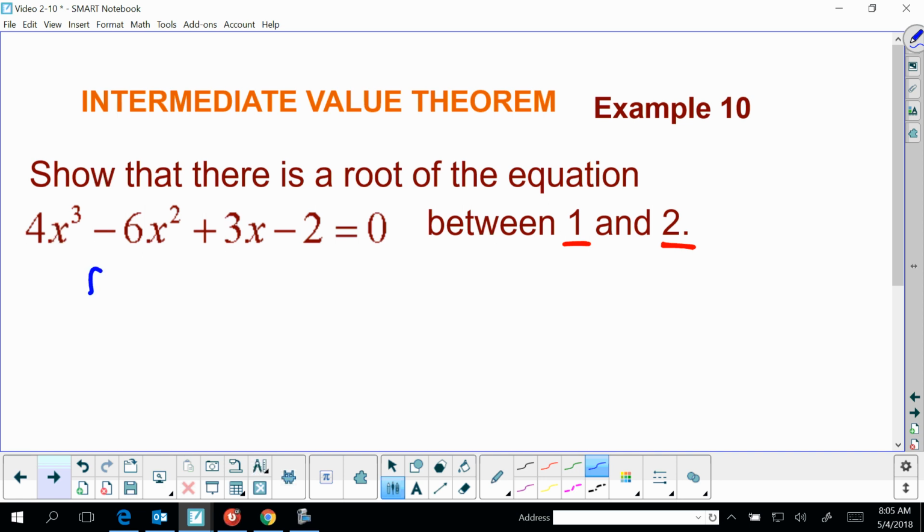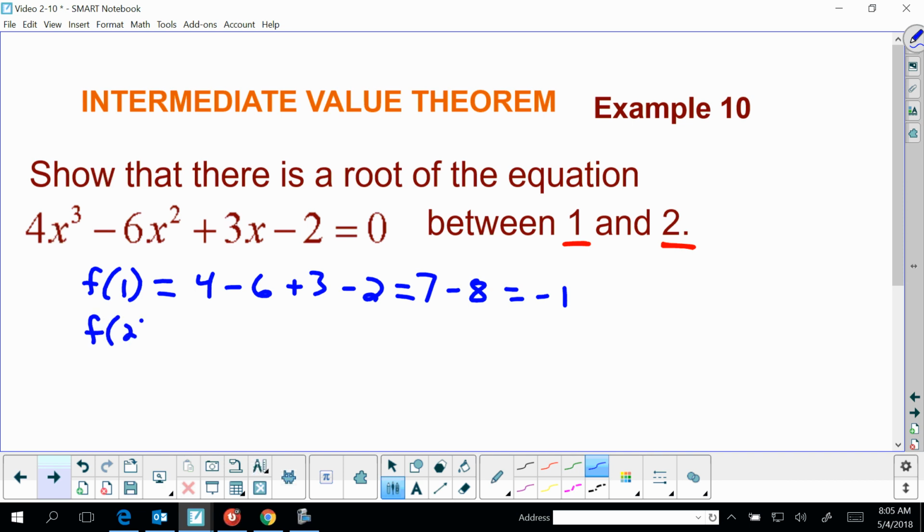So let's do f(1). If we sub 1 in for x cubed and multiply it by 4, we get 4. If we sub 1 in for x squared and multiply it by negative 6, we get negative 6. Then we get plus 3, and minus 2. So our positives are 7, our negatives are 8, so we should get -1.